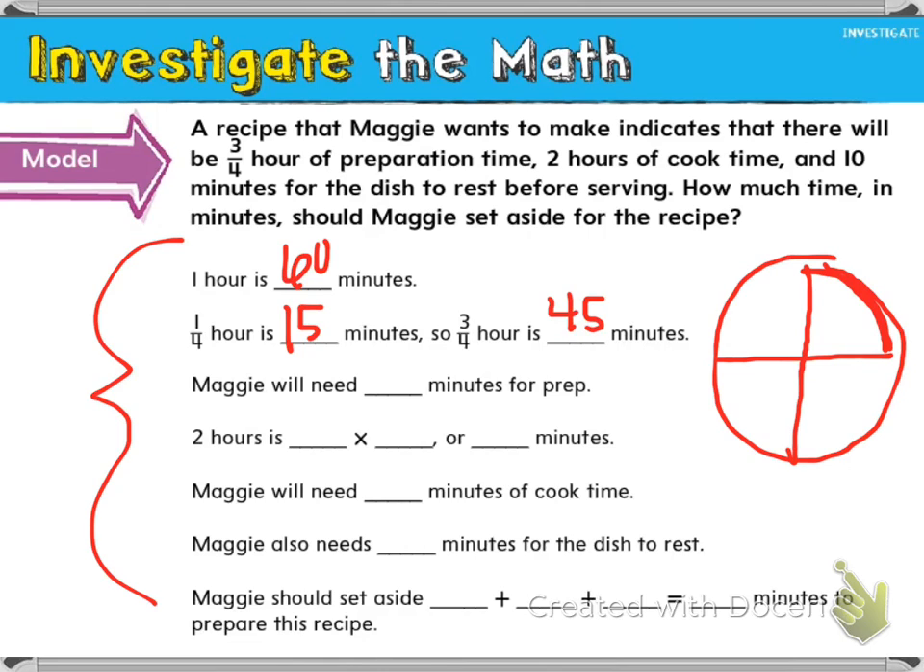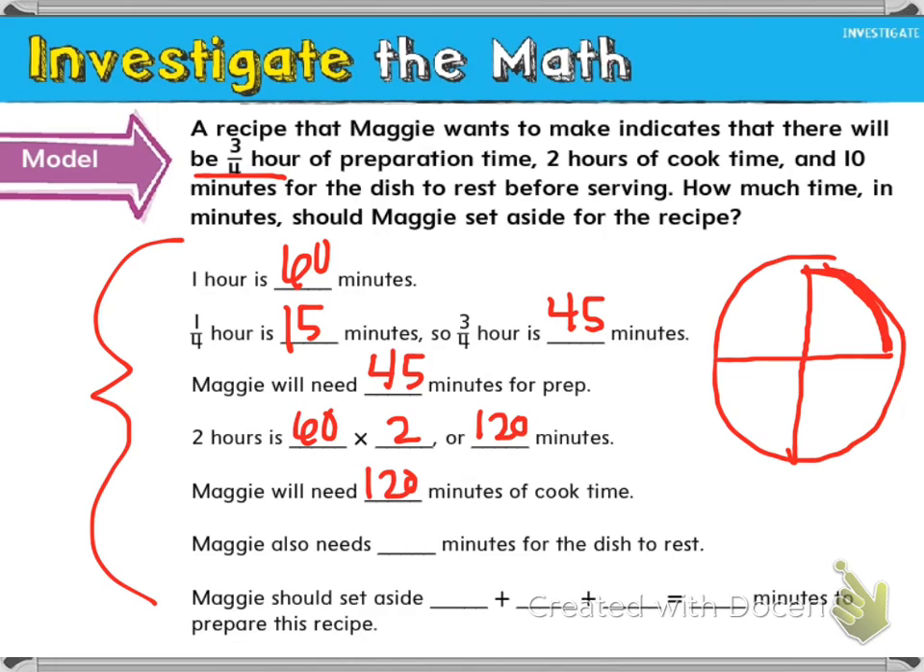Okay, so Maggie will need how many minutes for the prep? So let's see, we've got 2 hours of cook time. Oh, sorry. Maggie will need blank minutes for prep. So 3/4 of an hour of preparation time. So 3/4 of an hour is 45 minutes for prep. 2 hours is 60 minutes times 2, or 120 minutes. Maggie will need 120 minutes of cook time.